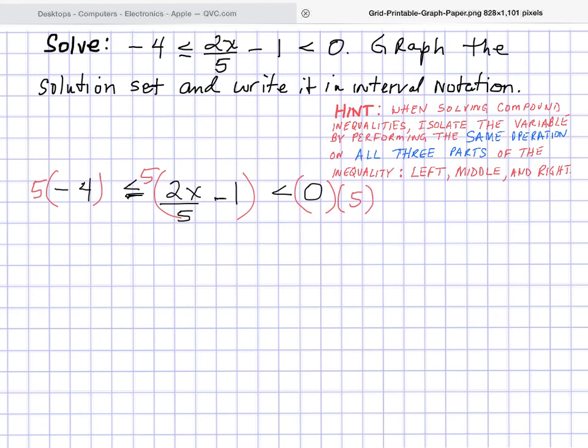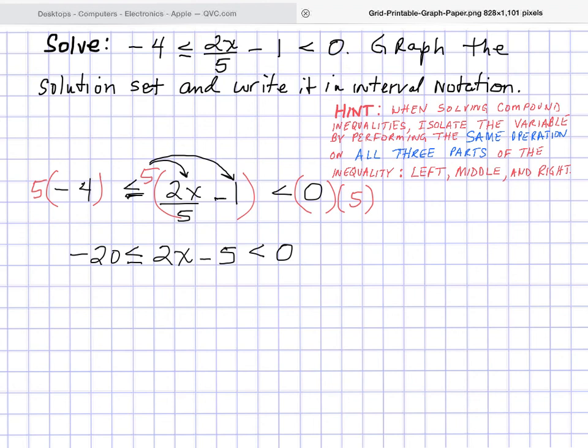Well, let's simplify it. We get 5 times negative 4 is negative 20. We keep the symbols the same. Now, what happens when we multiply 5 times this? Well, the 5's cancel, and we're left with 2x. Now, what happens when we multiply 5 times this? We get minus 5. Okay? Then what happens when we multiply 5 times 0? It's still 0. Okay, so we have a simpler inequality to solve.